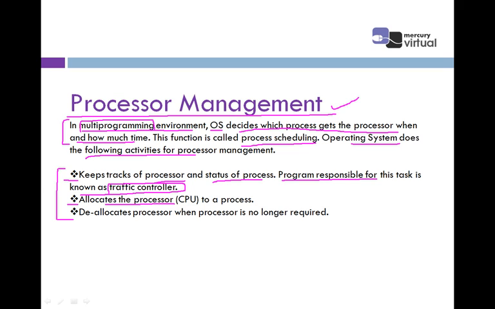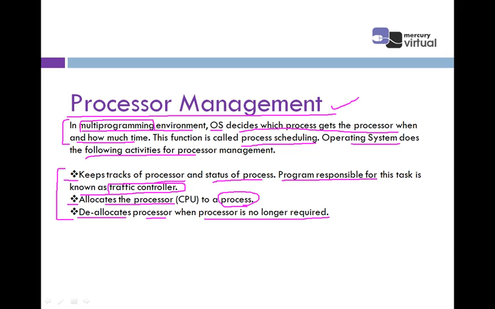The next point says allocates the processor. In memory management, we talk about the allocation and deallocation of memory. In processor management, we talk about the allocation of processors. Allocation of processor means how to allocate and when to allocate different processors, that is CPU, to a process. Process means a program in execution. Then it deallocates the processor when the processor is not required. In the same way, when memory is not required, we can deallocate the memory; likewise, we can deallocate the processor when it is no longer required. So these are the basic three activities performed by processor management.